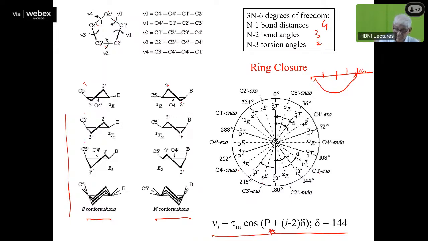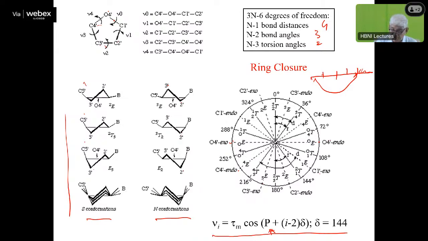Okay, and the elements which are there below in this 0 to 360 degree plane. So once we take the equator down here at this 90 degree, O4 prime endo and O4 prime exo are exactly opposite to each other. Okay, O4 prime endo means O4 prime is above the plane, O4 prime exo means O4 prime is below the plane. So these are exactly opposite ones, and those conformations are represented by E. Endo and exo are represented by E, and if one atom is above and one atom is below, they are represented by T. That is called twisted conformations.